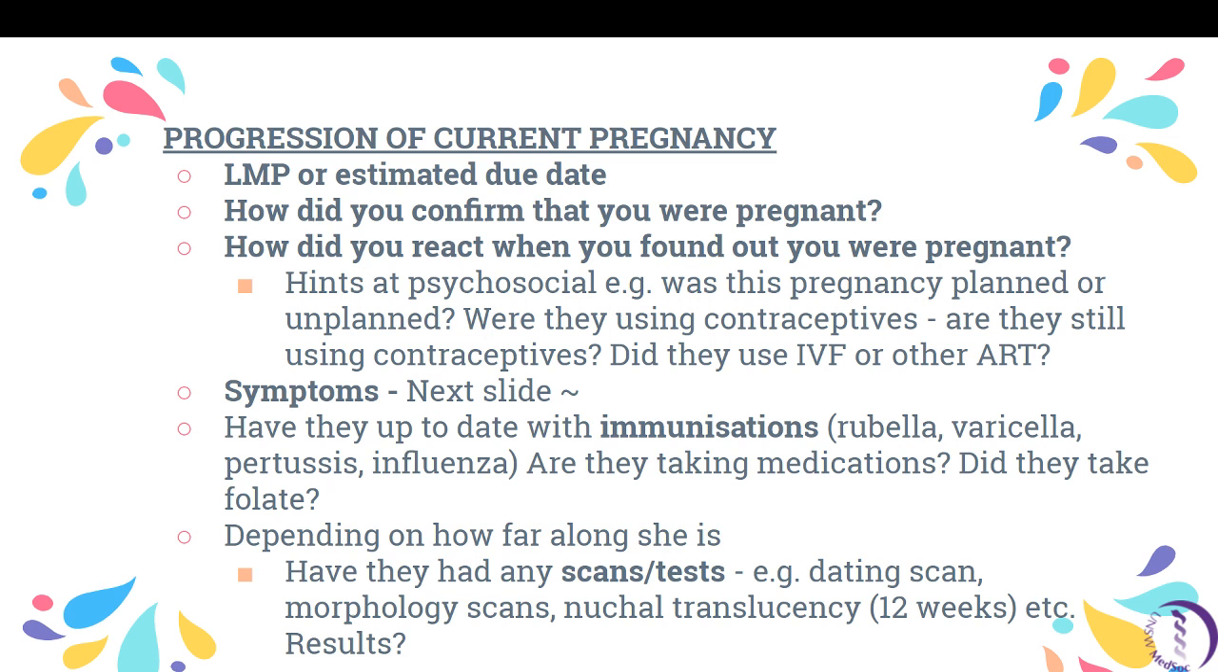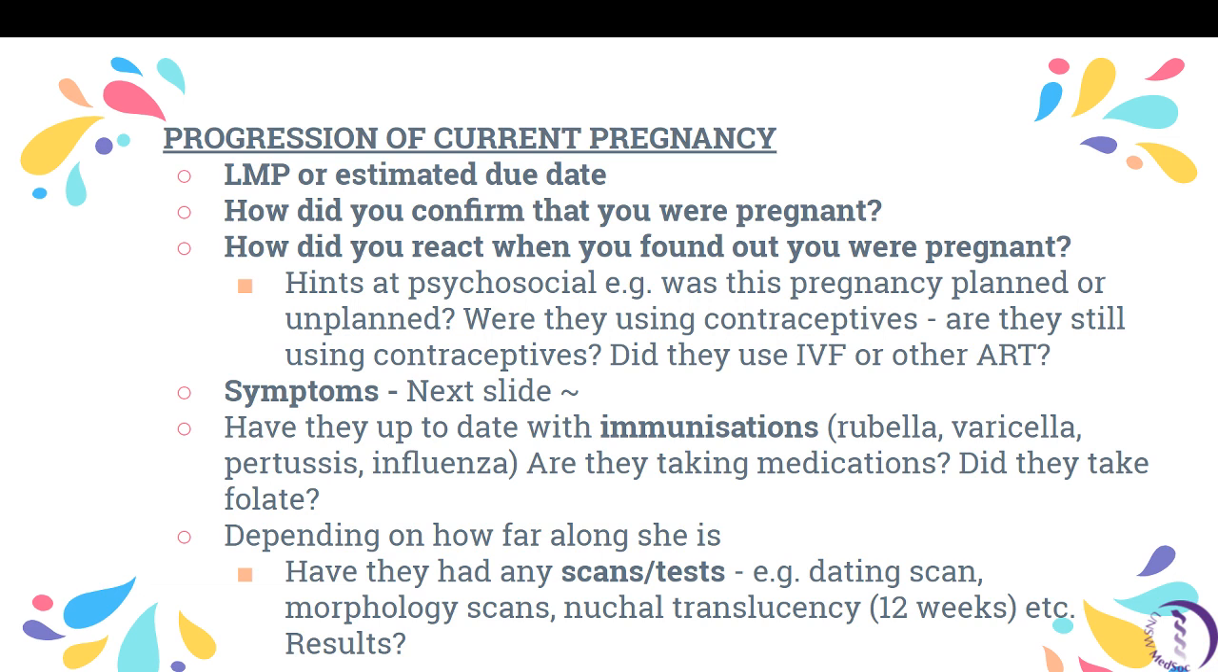Okay, so ways that you can ask this question is thinking about whether the pregnancy was planned or unplanned. If it was unplanned, was it because the contraceptives failed? And if they are using contraceptives, you want to make sure that they're no longer using them. If it was a planned pregnancy, you also just want to know if they used IVF or any other assisted reproductive technology, so that you can support them as needed.